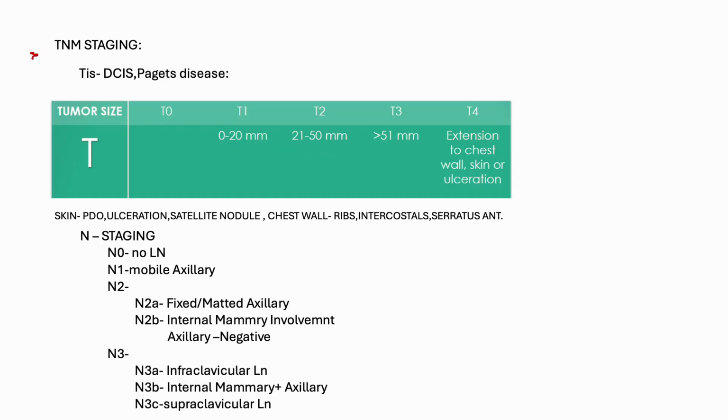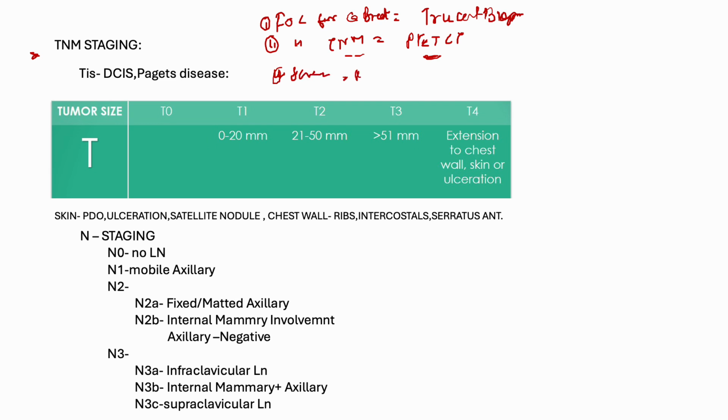Okay, coming to the TNM staging of CA breast, important things to remember: the investigation of choice for CA breast is true cut biopsy. The investigation of choice for TNM staging is the PET-CT. For the N and M stages of TNM staging, that is the nodes and metastasis status, you need to look at the PET-CT and look for any nodes or other organ involvement, okay? Then it becomes the PET-CT, and screening of choice is mammography.